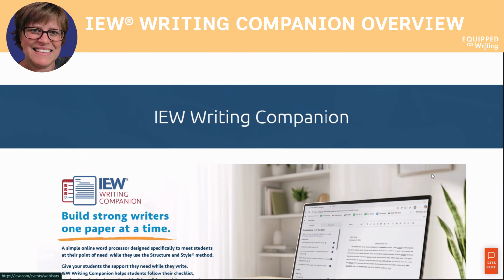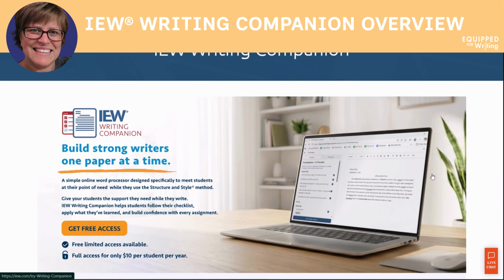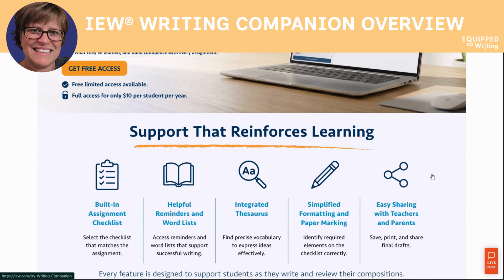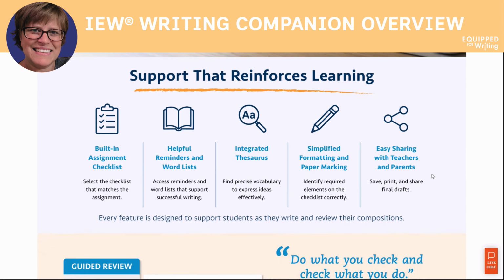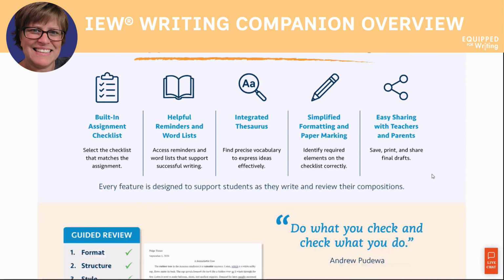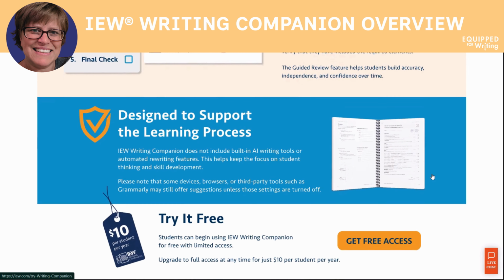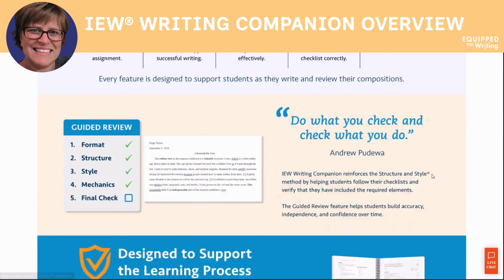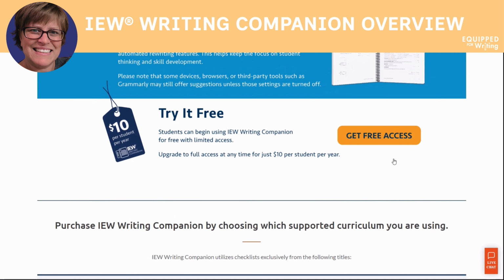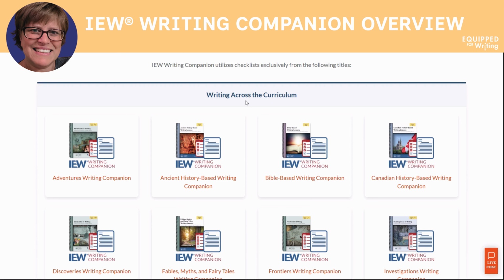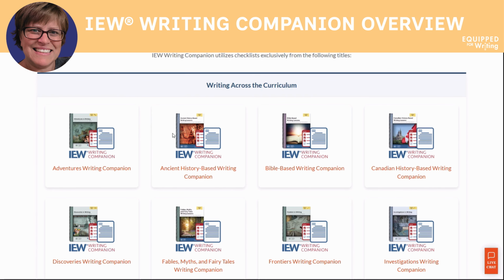IEW Writing Companion is something new from IEW that they've created for their writing courses. And you will be able to purchase this when you get in and look for all of your classes. There will be an option to purchase the IEW Companion, or you can get free access. If you go to the bottom of this page, you can go to the Writing Across the Curriculum and you can choose Adventures, Ancient History.